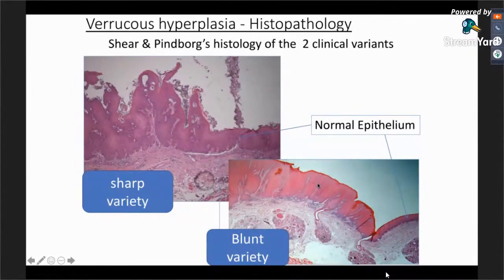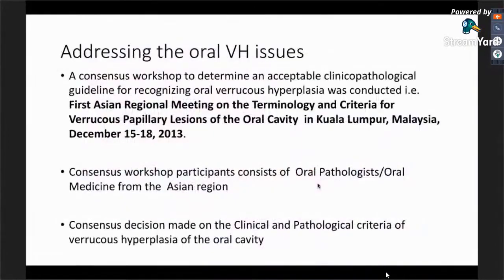Okay? So addressing the oral verrucous hyperplasia issues, a consensus workshop to determine an acceptable clinicopathological guideline for recognizing oral verrucous hyperplasia was conducted. It was the first Asian regional meeting on the terminology and criteria for verrucous papillary lesions of the oral cavity, which was in Kuala Lumpur, Malaysia in December 2013. At this consensus workshop, participants consisted of oral pathologists and oral medicine specialists from the Asian region and Asia Pacific as well. And a consensus decision was made on the clinical and pathological criteria of verrucous hyperplasia of the oral cavity.